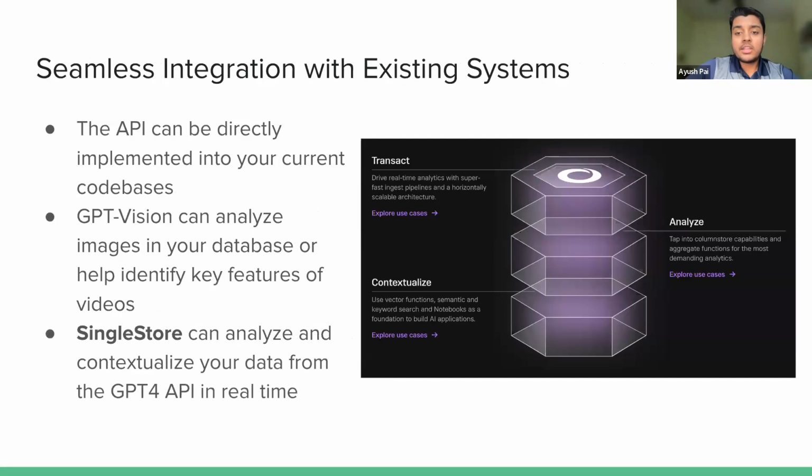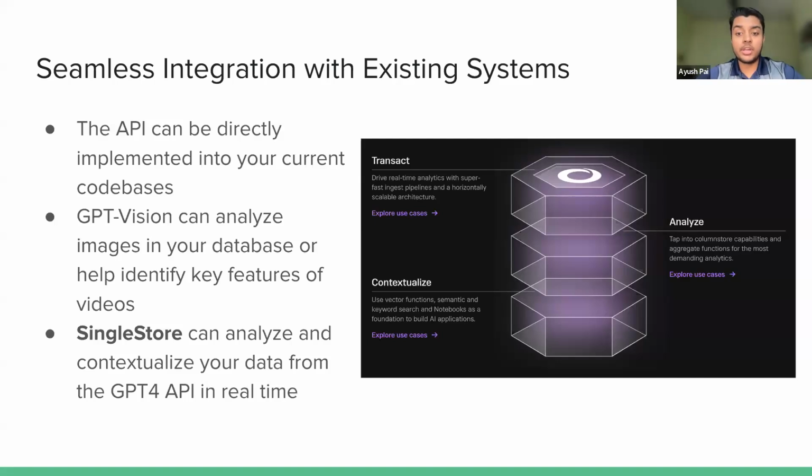So this is really where we get into it. The GPT-4 Vision API is not just a standalone tool. It can be engineered for straightforward integration with data systems, including modern database technologies such as SingleStore. And this integration allows for the direct implementation of the API into your current code bases, enabling your systems to harness the power of advanced computer vision capabilities really effortlessly. So with GPT-4 Vision, the analysis of images and videos stored in your databases becomes profoundly more insightful, allowing for the extraction of key features and data points that were previously difficult to quantify.